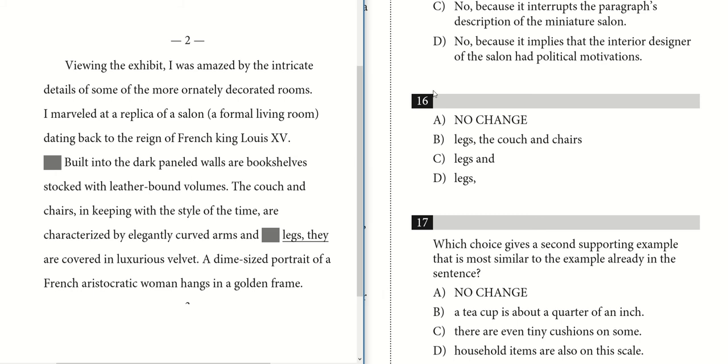All right, so in number 16 here, we're basically looking at this underlined little bit. We want to know if it should stay as is or be slightly changed. So let's read the context around it and figure that out. The context is: the couch and chairs, in keeping with the style of the time, are characterized by elegantly curved arms and legs. They are covered in luxurious velvet.